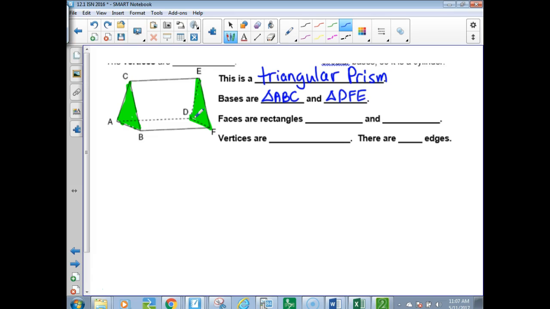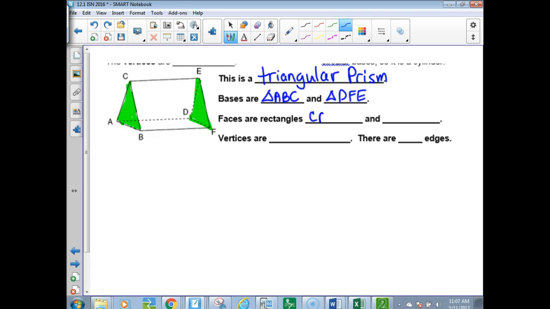Now, if it was a square prism, then these would have to be squares. Okay, and then it would look like a box. This one doesn't look like a box. It looks like a box, though, with bases that are triangles. Okay, so that's why this is a triangular prism. You look at the unusual shape to decide what it is, right? The faces are rectangles. So there is a face that's a rectangle.